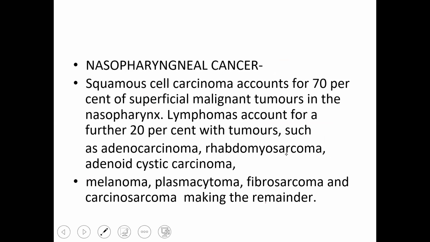Nasopharyngeal cancer. Squamous cell carcinoma accounts for about 70% of superficial malignant tumors in the nasopharynx. Lymphomas account for about 20%, with tumors such as adenocarcinoma, rhabdomyosarcoma, adenoid cystic carcinoma, melanoma, plasmacytoma, fibrosarcoma, and carcinosarcoma making the remainder. So when you take the NPC, it is squamous cell carcinoma which accounts for 70%, especially the superficial malignant tumors in the nasopharynx. Next is lymphomas, that is 20%. The rest are adenocarcinoma, rhabdomyosarcoma, adenoid cystic carcinoma, melanoma, plasmacytoma, fibrosarcoma, carcinosarcoma, etc.